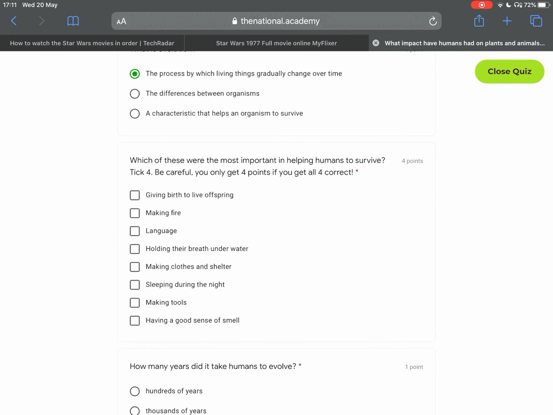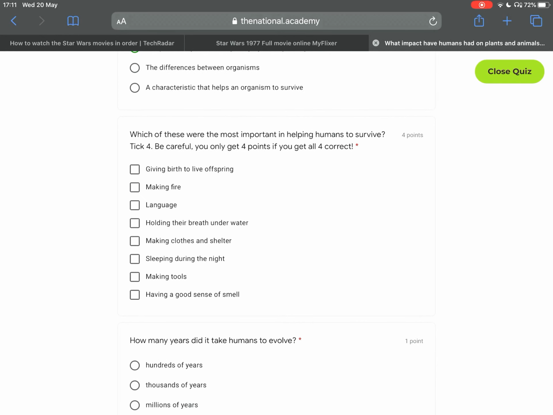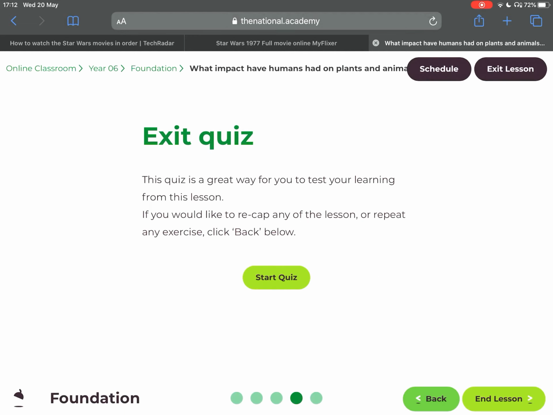Which of these was most important in helping humans to thrive? It would be making fire, language, making tools, and making clothes and shelter. How many years did it take humans to evolve? Millions. What is the correct word to complete the gap in this sentence? Individuals that are poorly adapted are less likely to survive.